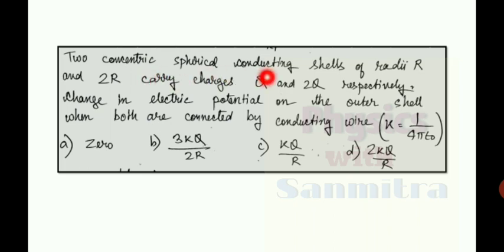Two concentric spherical conducting shells of radii r and 2r carry charges q and 2q respectively. Find the change in electric potential on the outer shell when both are connected by a conducting wire, where k is given as 1 by 4 pi epsilon. Option A is 0, 3kq by 2r, kq by r, 2kq by r.